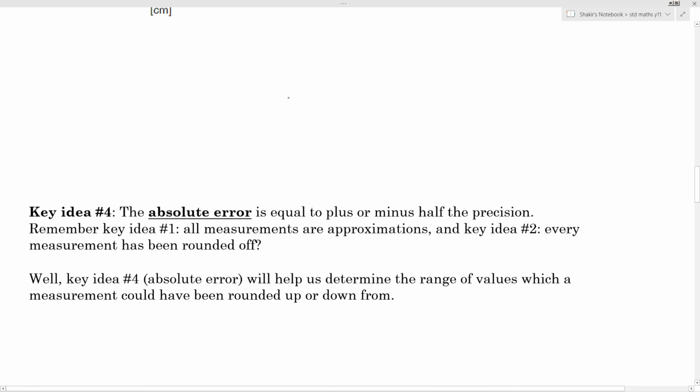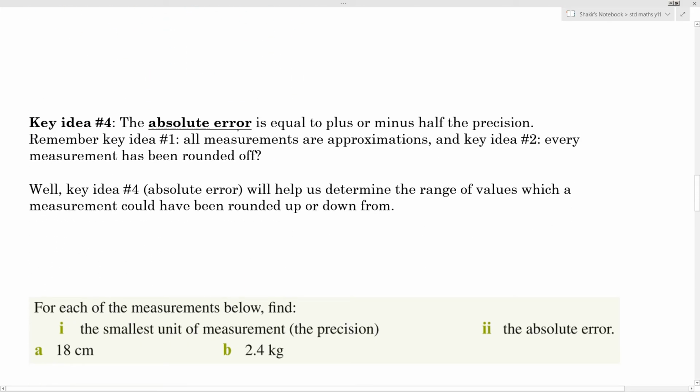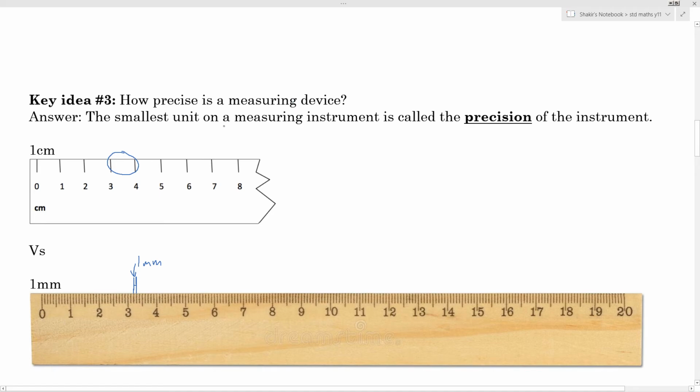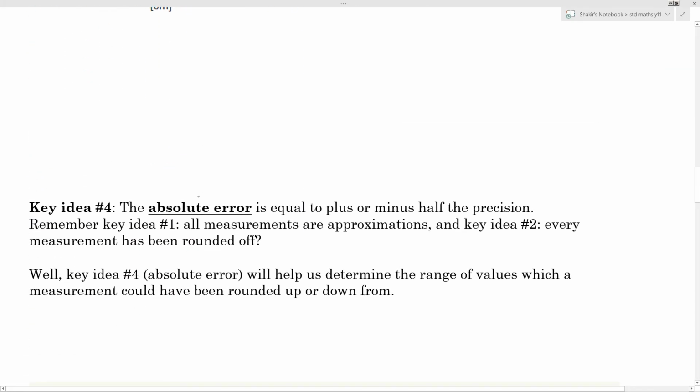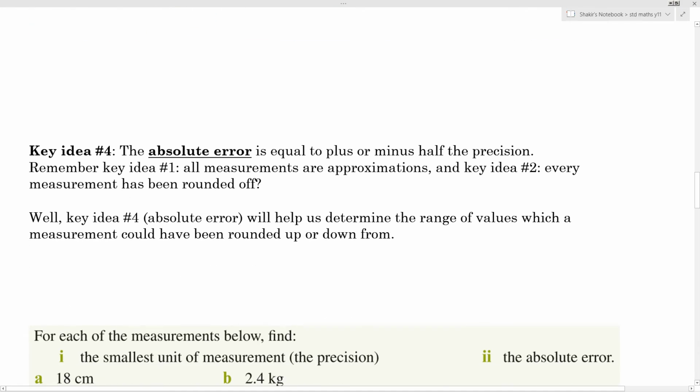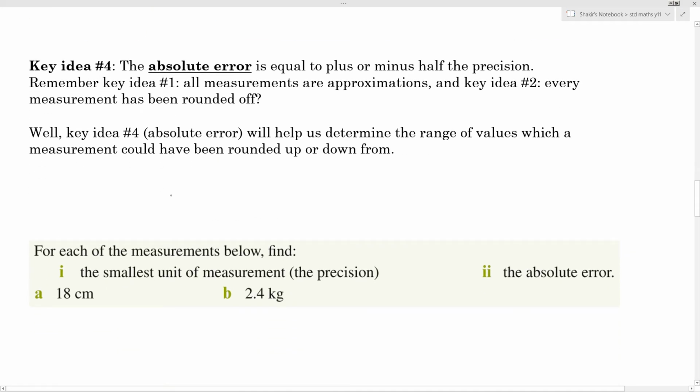So, moving on. Key idea number 4. The absolute error is equal to plus or minus half the precision. Okay? So just a reminder, precision is the smallest unit on a measuring instrument. So you need to know what precision is: the smallest unit. And if you half that unit, you get absolute error. Plus or minus half of the precision is absolute error. So you get the precision, you get the smallest unit, you half it, and you make it plus or minus, and that's absolute error. Okay, so let's do an example or so.